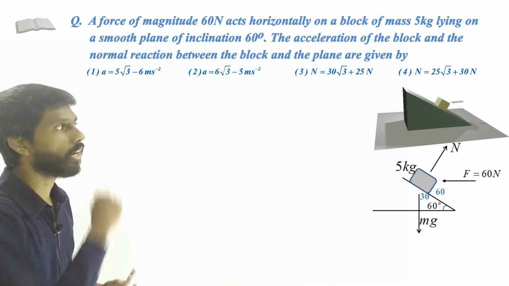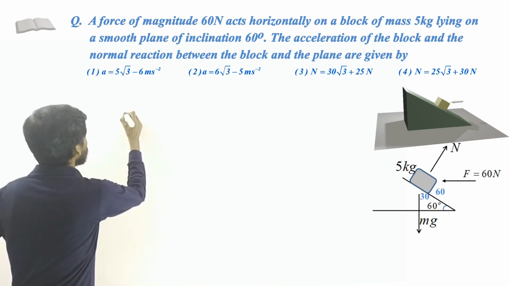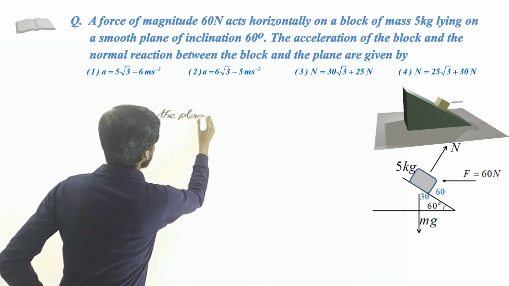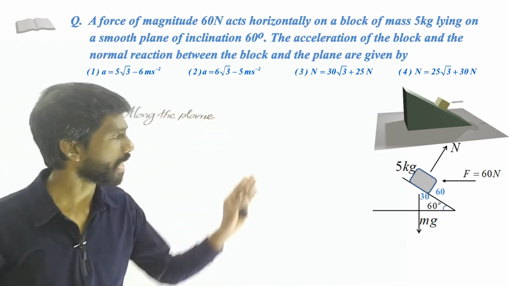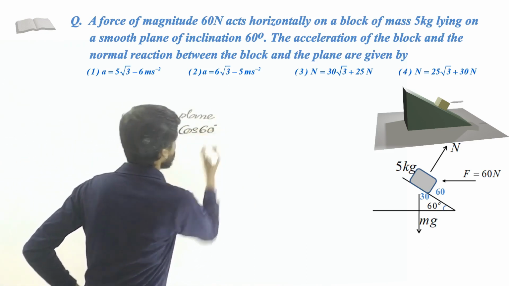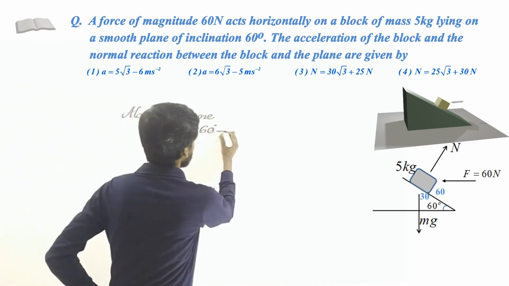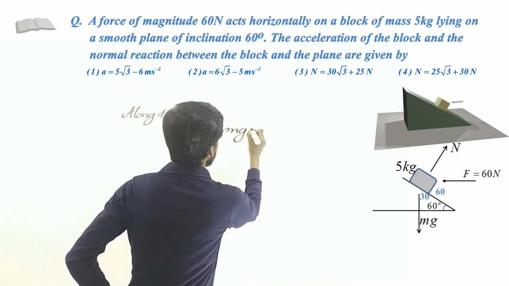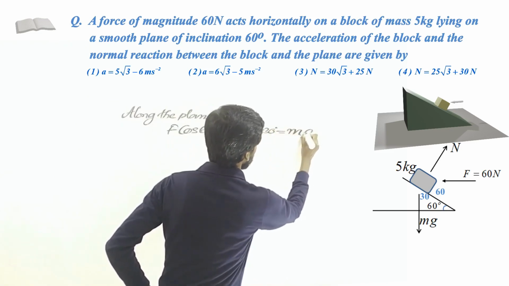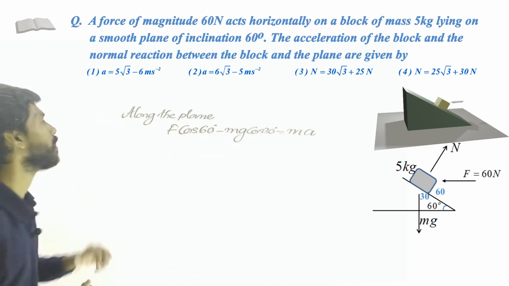Alright, so let us write the equation in the direction of the plane. So what are the forces? F is making an angle of 60 degrees, that means F cos 60 degrees. And the gravitational force is acting in the downward direction, take its component, 30 degrees. So minus, opposite direction, minus mg cos 30 degrees or sin 60. So that equals mass times the acceleration. This acceleration is along the plane. Now let us simplify this to get the required acceleration.